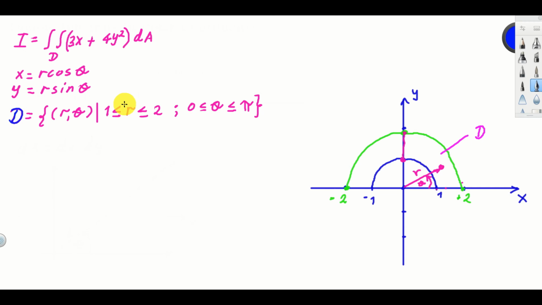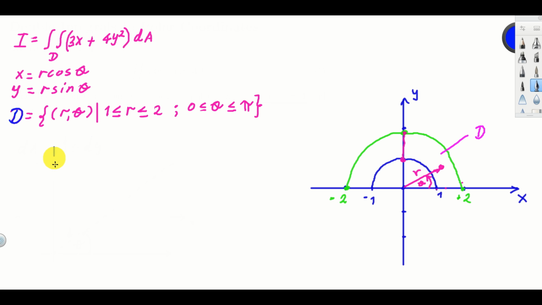Here's a brief summary of what we achieved so far. First of all, we developed a relationship between x and y and r and theta, and then we expressed the domain region of integration in the polar coordinates. The next step is to represent dA in polar coordinates. Let's learn how to do that.